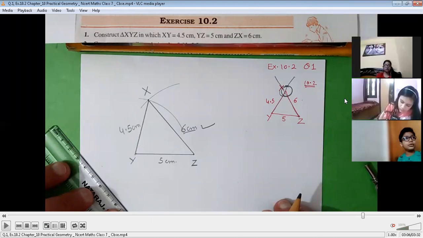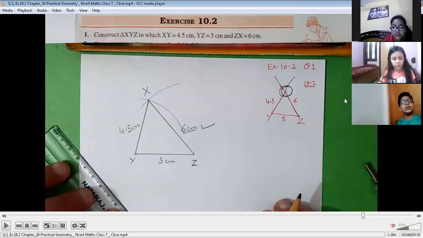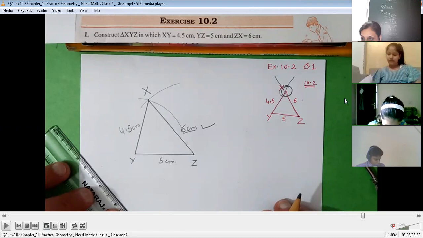Step 4, join YX and ZX. Therefore, triangle XYZ is a triangle.